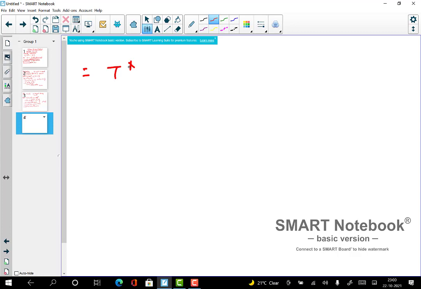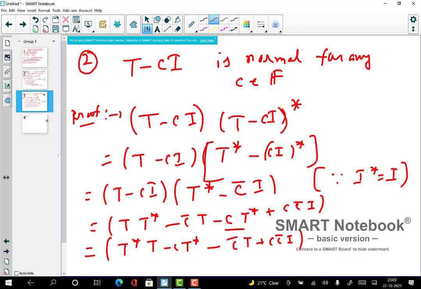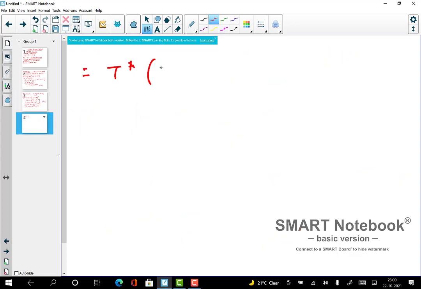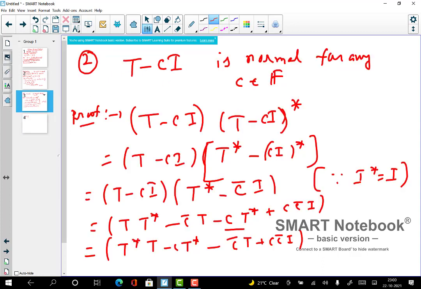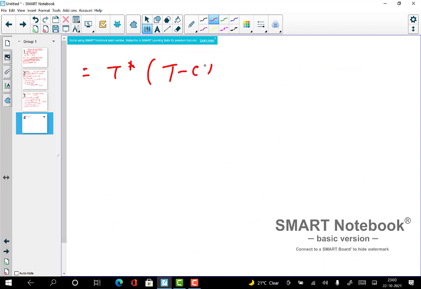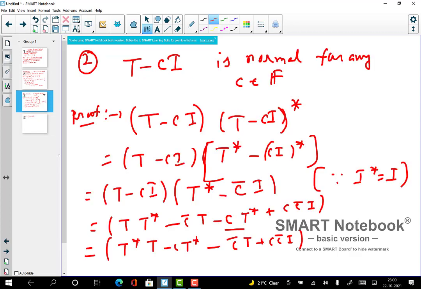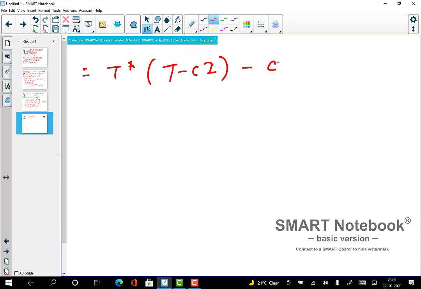T star of, so that will give you, okay, T star of T minus Ci, okay, T minus Ci, and from here you can take common C bar I. If I take common, then I have T minus Ci. Okay, is that clear?